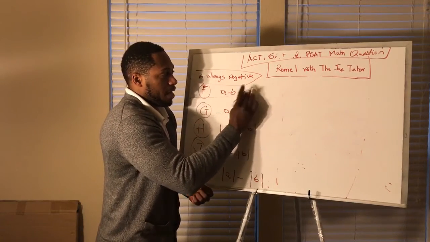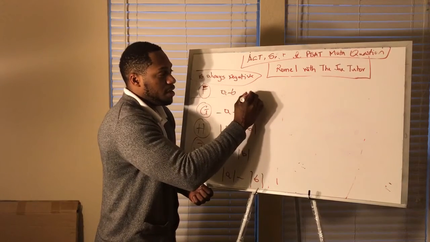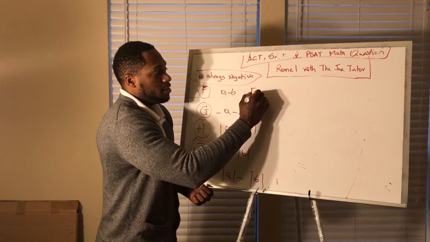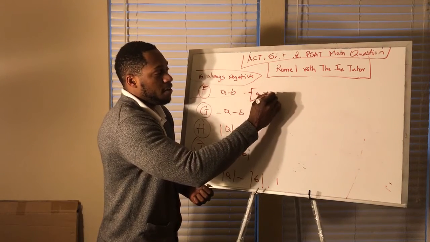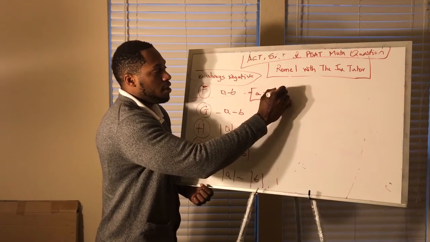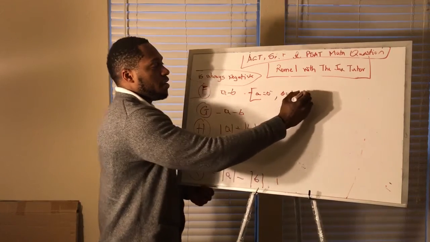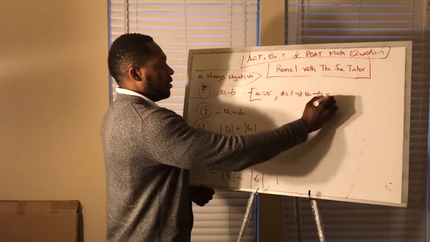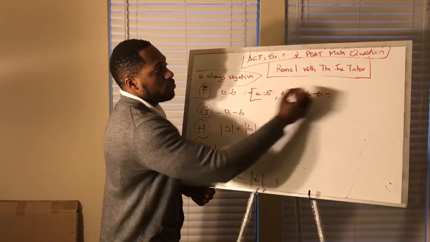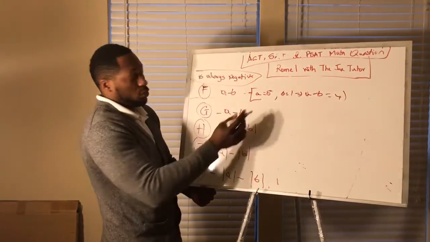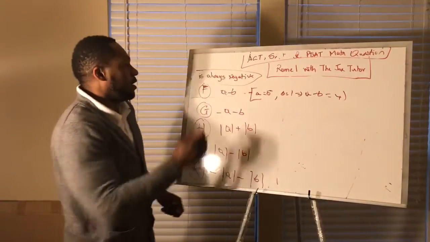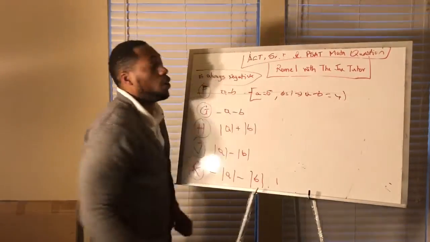So in this case, if we have, let's say, A is equal to 5, B is equal to 1, that implies A minus B is equal to 5 minus 1, which is 4. So this one is not always negative. So let me cross this out in another column. It's not always negative. We're looking for something that's always negative.